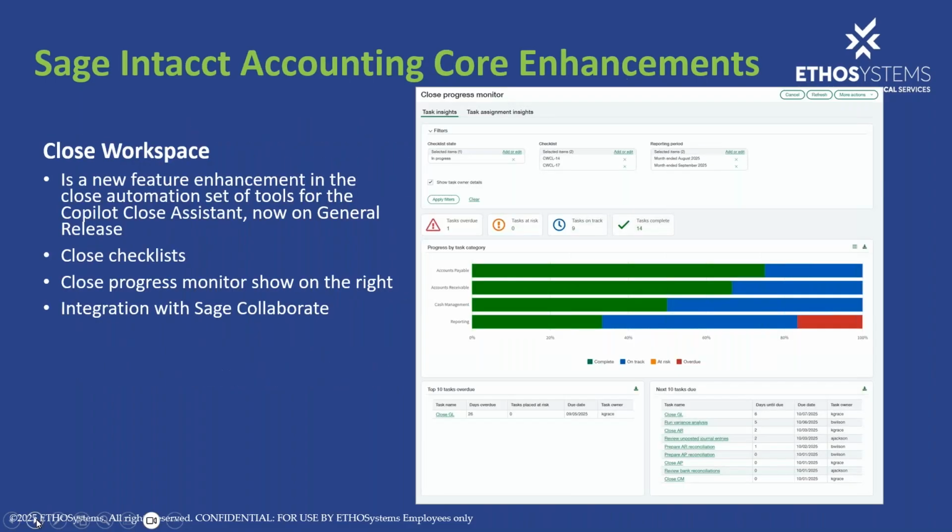Okay, Sage Intacct accounting core enhancements. The very first one I want to get into, which is so exciting, is they gave us this new close workspace. It's a new feature enhancement for the new Copilot Close Assistant. Remember, Copilot is our AI assistant that is built into Sage Intacct now. I know that some of you have been maybe too busy to really delve in and take advantage of it or trust it or know how to even use it. I'll show you a quick little demo on that today, but it is now on general release, and the closing assistant is exactly what it sounds like.